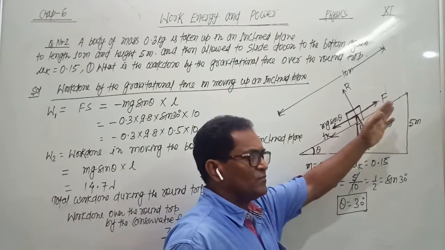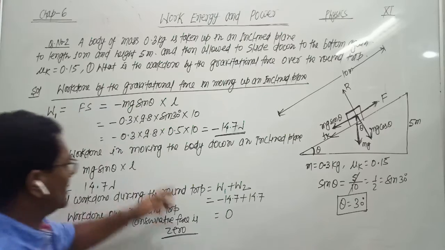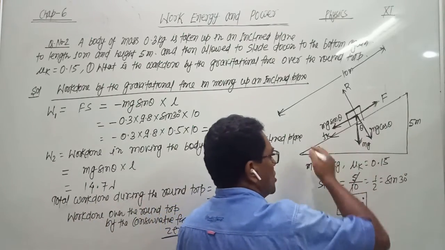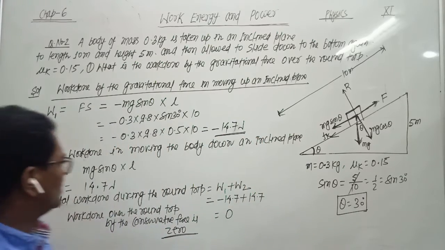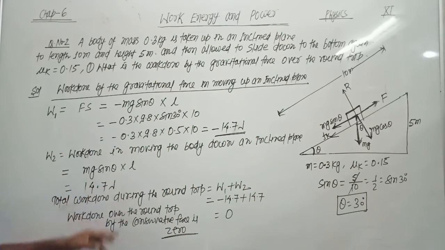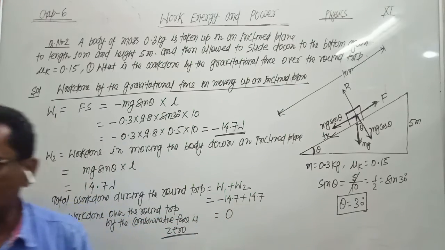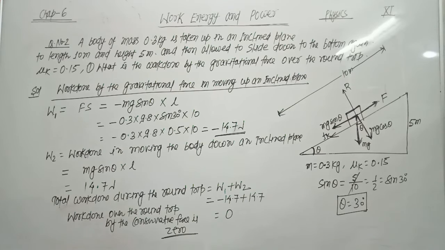Work done in going from bottom to top was minus 14.7 joule. Then work done in going from top to bottom, the direction changes, so the result will be plus 14.7 joule, and total work done, minus 14.7 plus 14.7, will be 0. And we know that work done by the conservative force over the round trip is 0, so the result will be 0. Now the next part of the question.